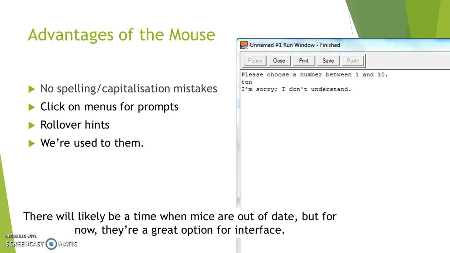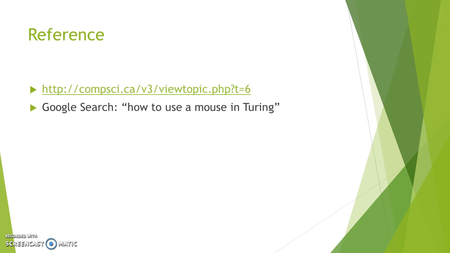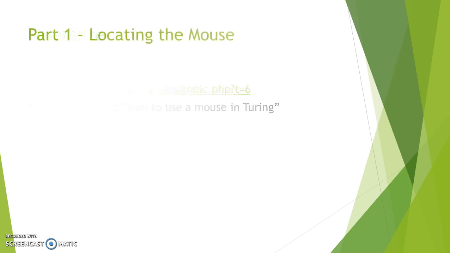It's worth noting that mice, their days are likely limited. They're an endangered species. But for now, they're a really good option for us for an interface. Okay, before we go any further, here's a reference for some of the material here. You can copy this reference into your browser if you want, or you can do a simple Google search on how to use a mouse in Turing and you'll retrieve what you need likely.